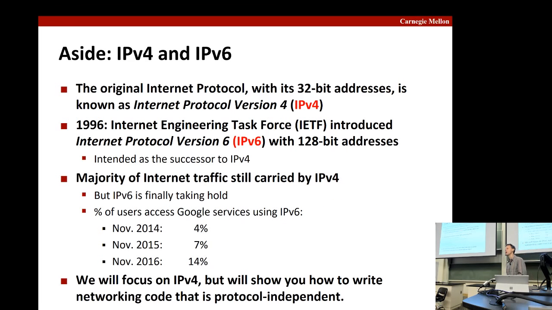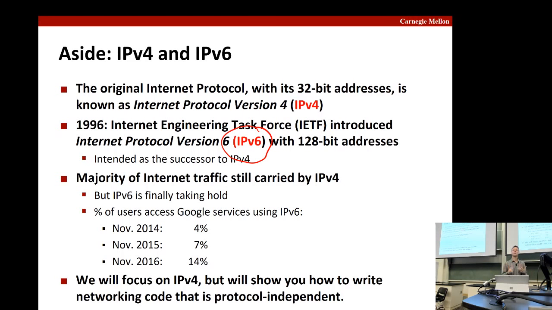When I talk about 32-bit IP addresses, it's the long-standing protocol IPv4. Way back in 1996, 21 years ago, people said that's not going to be enough bits for addresses. Let's come up with 128-bit addresses. And so they came up with IP version 6, which had other nice features as well.